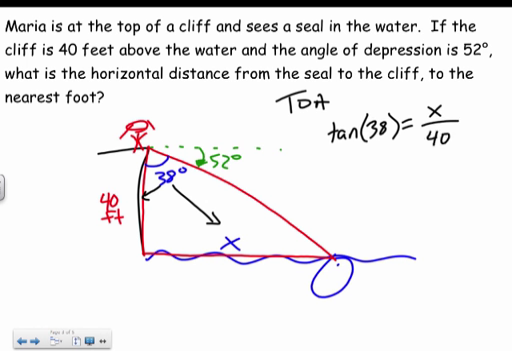This time we just multiply by 40 on both sides. Cancel 40. So we got the tangent of 38 times 40. And that gives us x equals 31.2, and we're in what, feet here? About 31.2 feet. Oh, what did I say? Round to the nearest foot, my fault. So we need to get rid of that 0.2, it's just about 31 feet. It's about 31 feet, there you go. So just careful with the angle of depression, right? It's based off the horizontal.